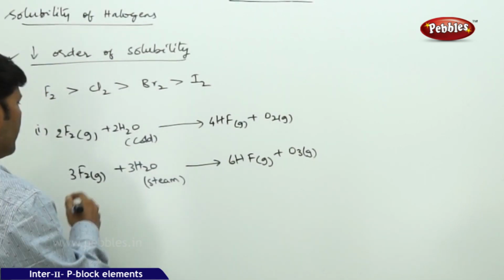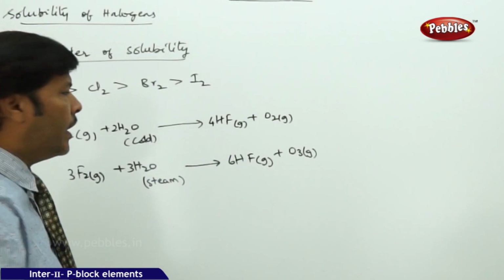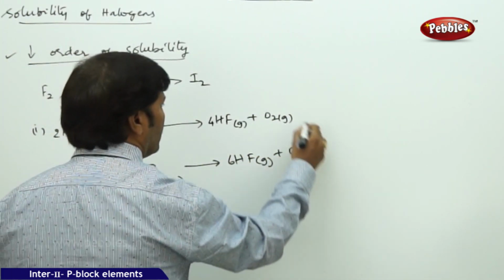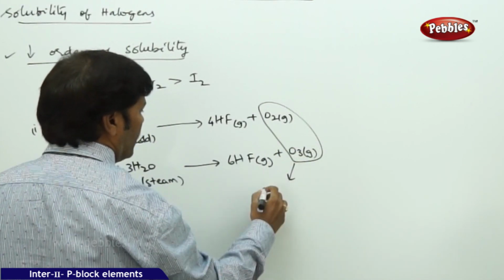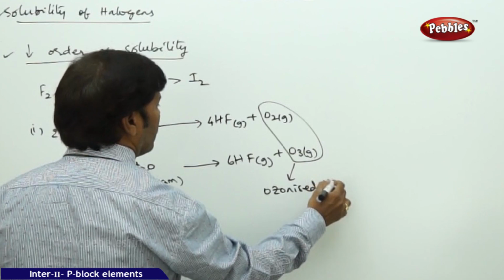That means fluorine, when it comes in contact with water, when it is subjected to hydrolysis, or when it tries to dissolve in water, gives a mixture. This mixture is called ozonized oxygen.